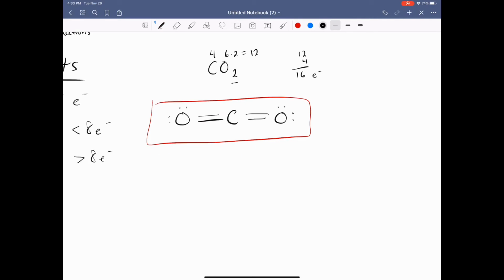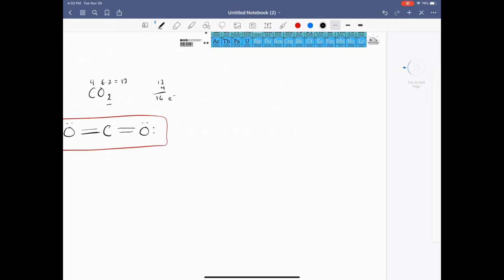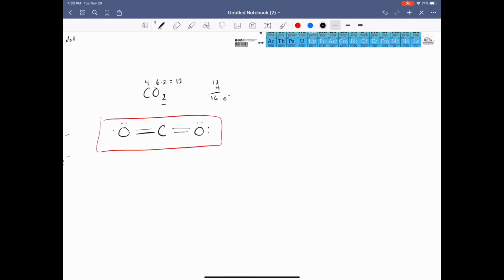Moving forward, our next structure we will do is boron trifluoride, BF3. Let's start with our basic skeleton: B, and then 1, 2, 3 F's. Now let's get a count of what we're going to need here.